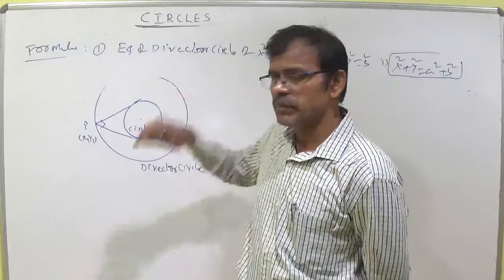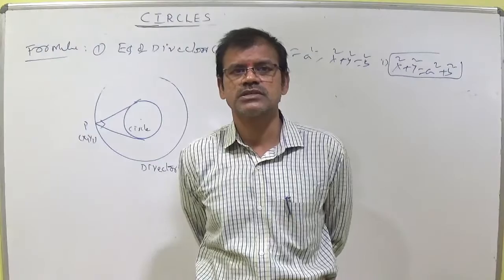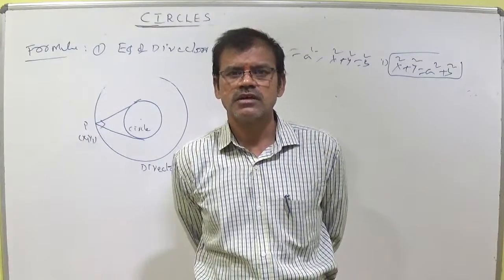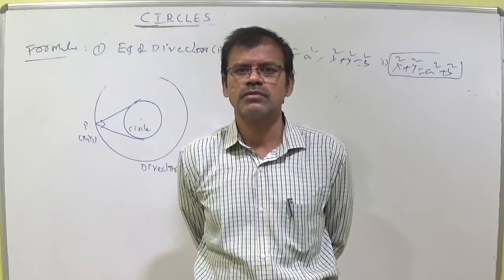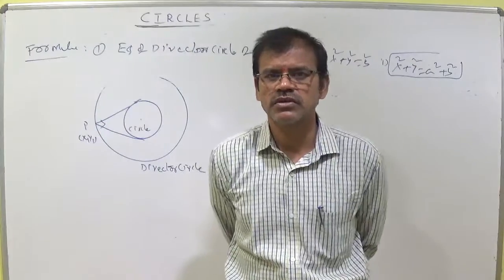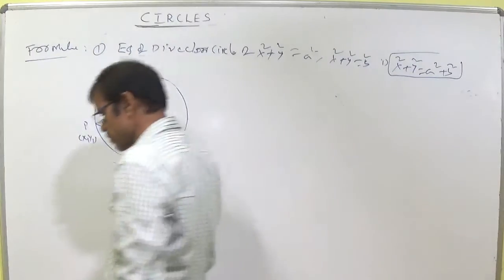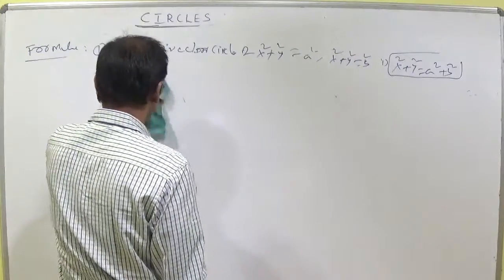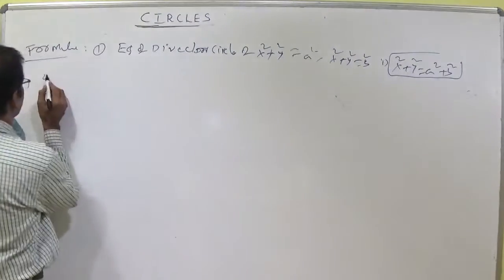If you have separate radii for two circles, the equation of the combined director circle is the summation of the two radii squares. So it can be understood as x square plus y square is equal to a square plus b square. Next, if the center is the same, that is the concentric case. Next, the second formula, you write.